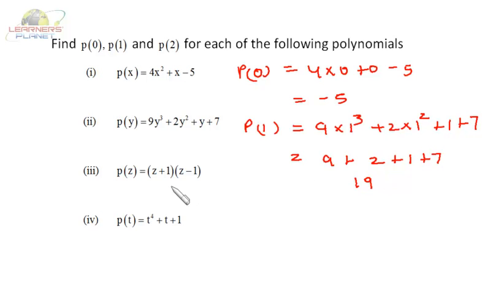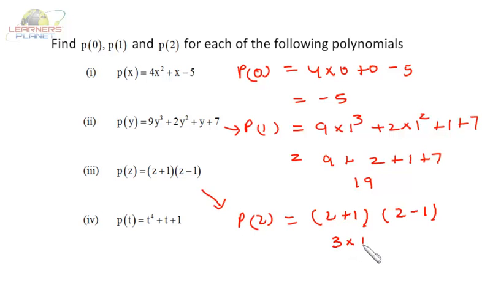Okay. For this expression or polynomial, I am putting z as 2. So I am calculating P2 for this polynomial. Z is equal to 2. So it's 2 plus 1 and 2 minus 1. So it's 2 plus 1 is 3. 3 into 1 is 3. So for this expression, P2 will be 3.